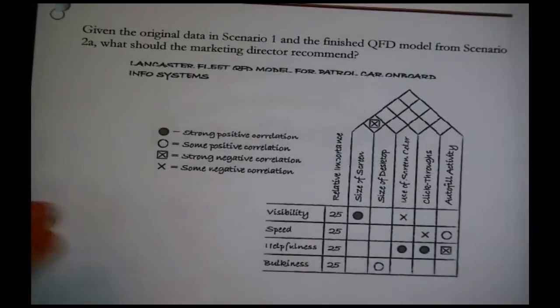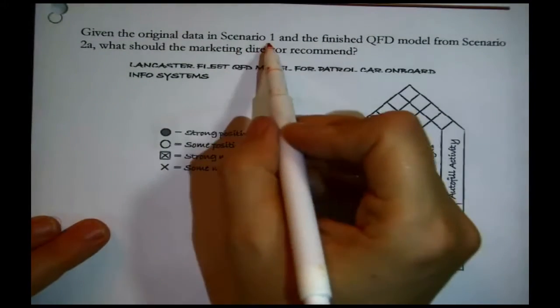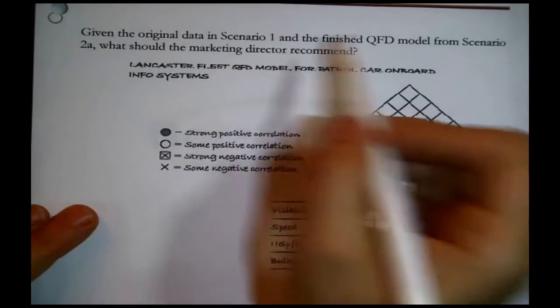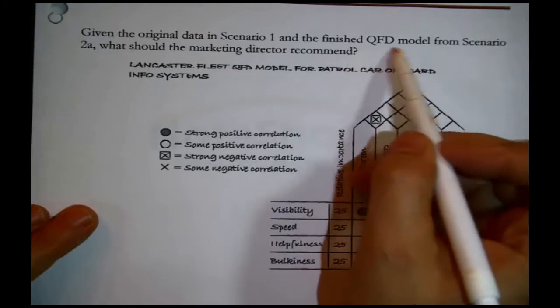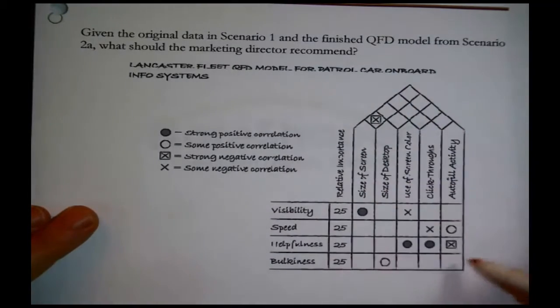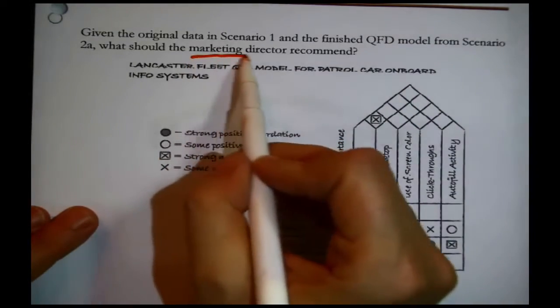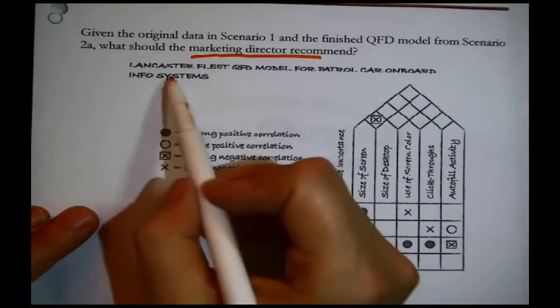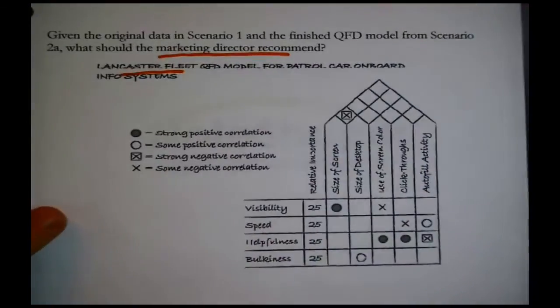Let's look. Given the original data in scenario 1, where we worked up a correlation study, and the finished QFD model from scenario 2A, that's actually this right here, what should the marketing director of Lancaster Fleet recommend? So the question really is, if you were picking up with the story right here, that particular diagram that's behind me, what are you supposed to do with it?